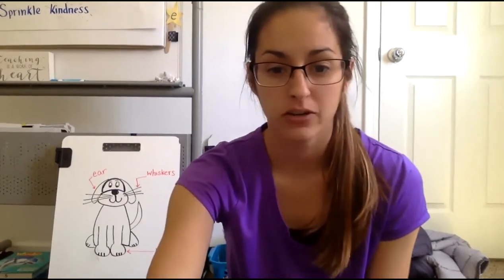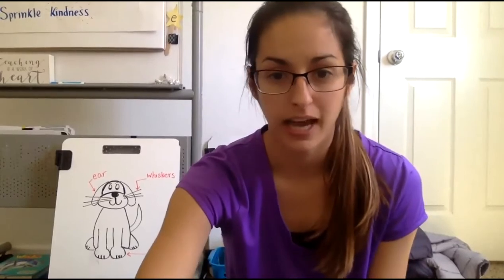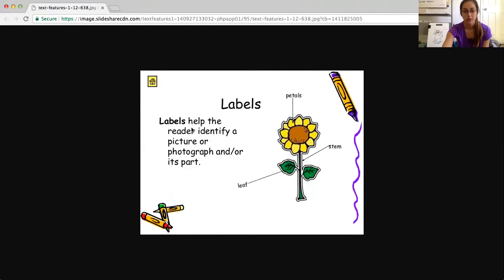I'm going to go ahead and share my screen with you so that we can take a look at an example of a label. So labels are parts of a diagram. This whole picture is called a diagram. The labels help the reader identify a picture or photograph and/or its parts. So when you take a look at the whole diagram or the whole picture or the whole photograph, a label will be all of these little words that tell us what the different parts of the pictures are.